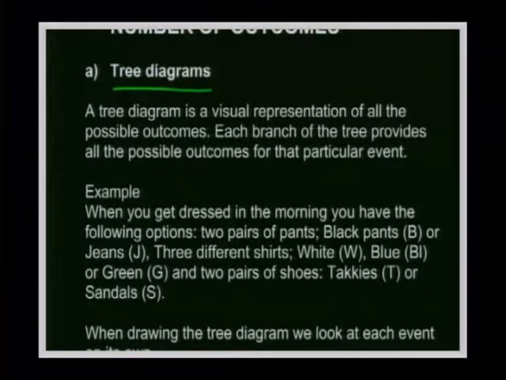A tree diagram is a visual representation of all the possible outcomes. Each branch of the tree provides all the possible outcomes for that particular event. And what's important to remember is that for every branch, you need to continue your tree. And we're going to go through an example where I'll discuss it with you.